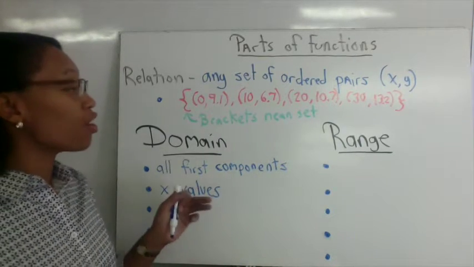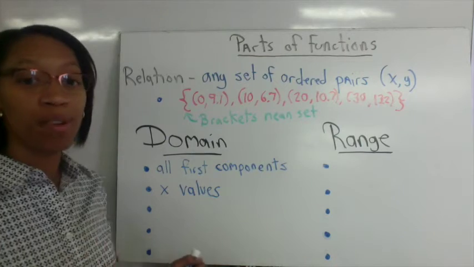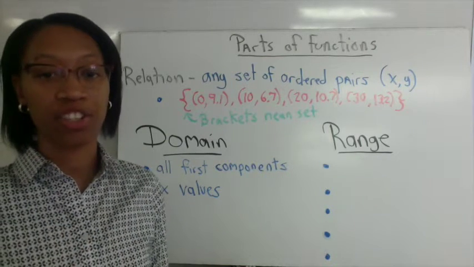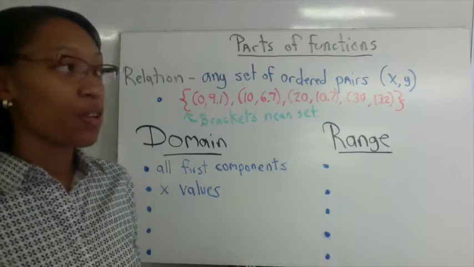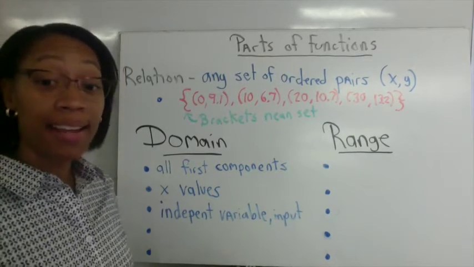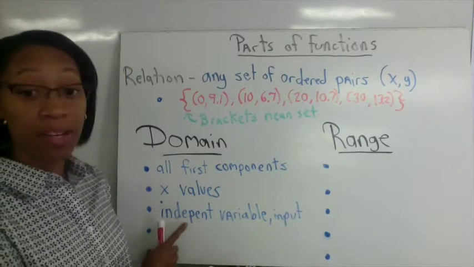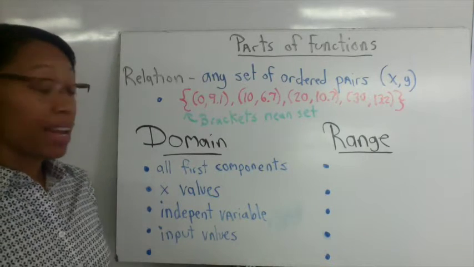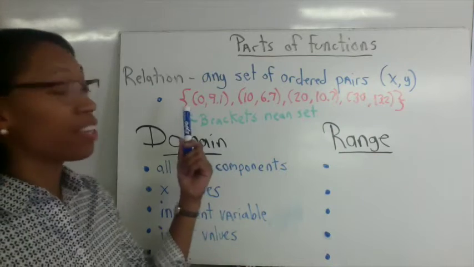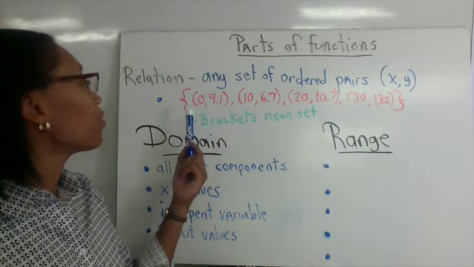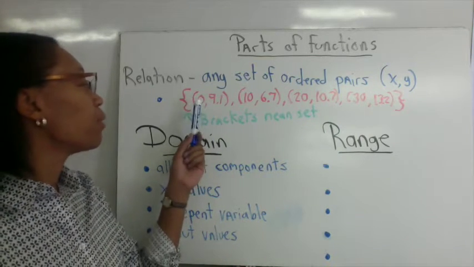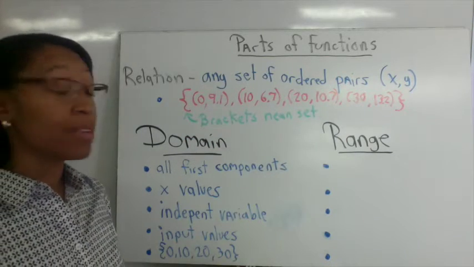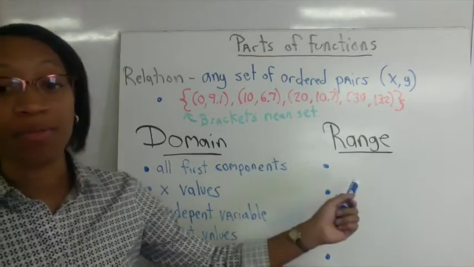The domain is also, as far as a function, the input values, the values that you're choosing, the numbers that you plug into the function. Those are the domain. So these are the input, and since they're independent because they're the ones you're choosing to put in. Okay, and then lastly, let's just give an example. So the domain from this relation would be 0, 10, 20, and 30. Good.